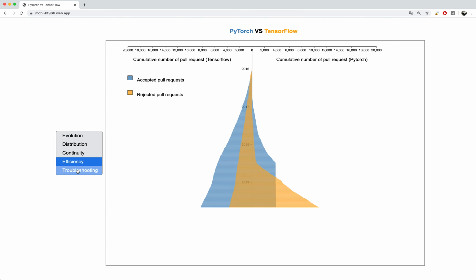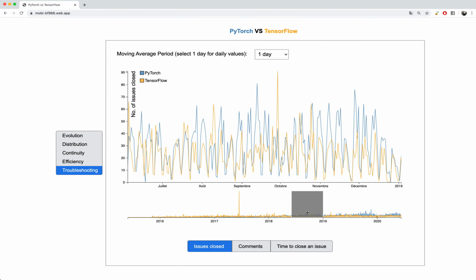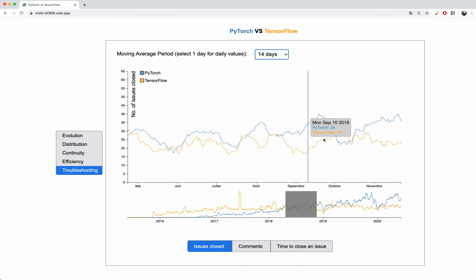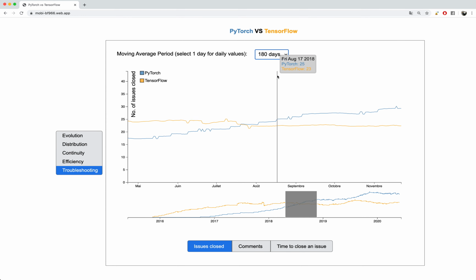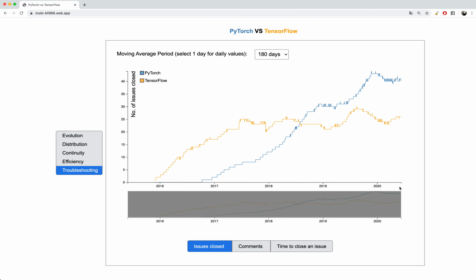And finally, for troubleshooting, we wanted to answer the question: is there an online community? So we took the issues closed, comments by day, and time to close an issue. We see the information on an everyday basis with the sliding window, so we can deselect the frameworks, and we can also select the last 14 days moving average, which can help us visualize some tendencies. And even if we take 180 days, for the whole period, we can better visualize the information.